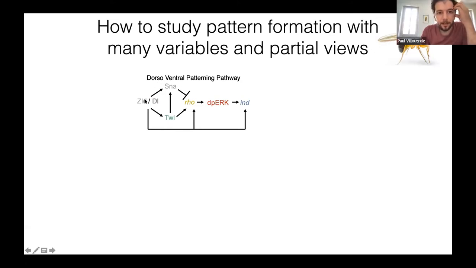There are 1, 2, 3, 4, 5, 6, 7 variables. And all those variables have some dynamics that are correlated. Some of the genes will induce the expression of others, like snail, and the expression of snail will repress the expression of rhomboid. So it's important to understand the dynamics of each of those variables in space and time.